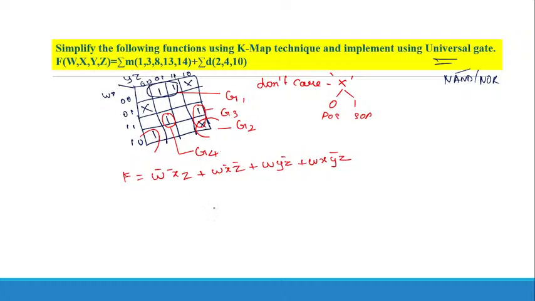Now implement using NAND gate or NOR gate. For NAND gates, simply count how many product terms there are, and use that many AND gates. Then replace the AND with NAND, inverters simply with NAND, and bubbled OR with NAND. So finally you will have 3 stages of NAND gates. So try implementing this with your NAND gates. I didn't do that, so kindly try it.